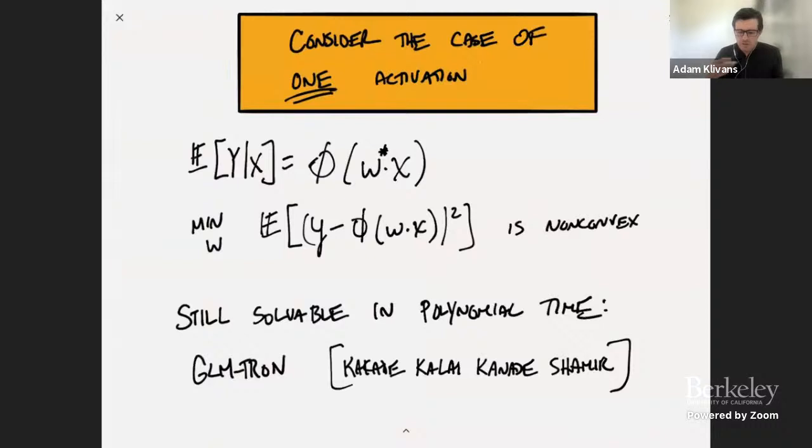So let's consider just the case of one activation. I know already we were looking at these cases of one hidden layer. I'm going to make the problem even simpler now. I'm just going to assume that the conditional mean function, the expectation of y given x, is actually phi of w star inner product x for some hidden weight vector w star, and phi again could be ReLU or sigmoid. In this setting, it could be any Lipschitz monotone activation.